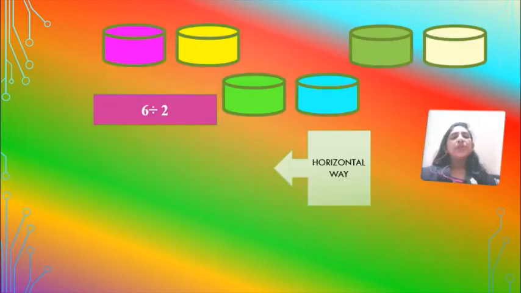Division by repeated subtraction can be done in 2 ways. One is the horizontal way and the second one is the vertical way. So let us first see the horizontal way. Here I have 6 divided by 2. I have 6 items with me and I need to distribute them in such a way that each person or each group has 2 in each. Now let us understand this.